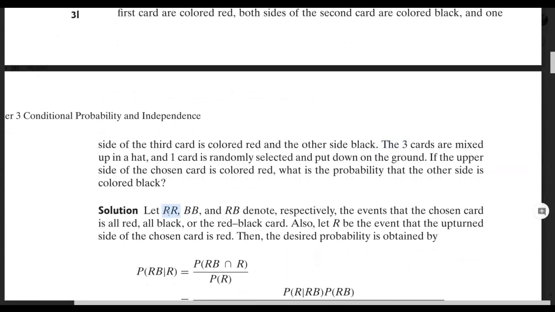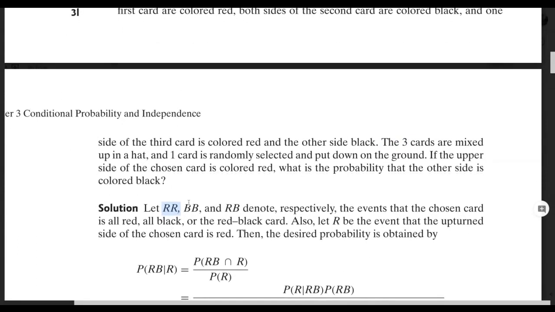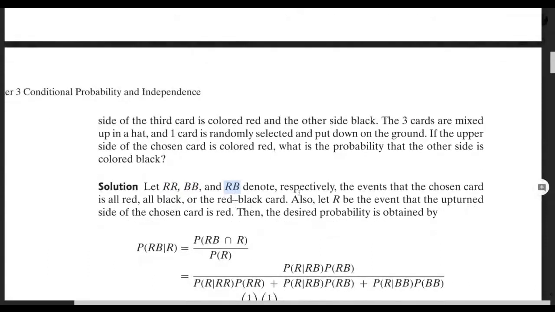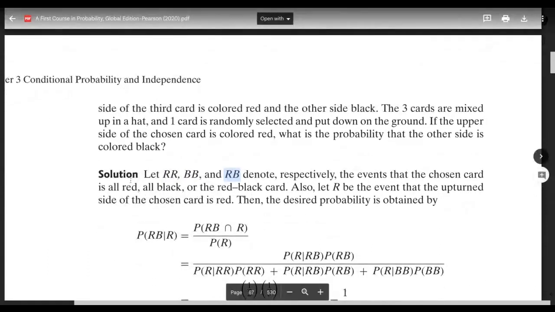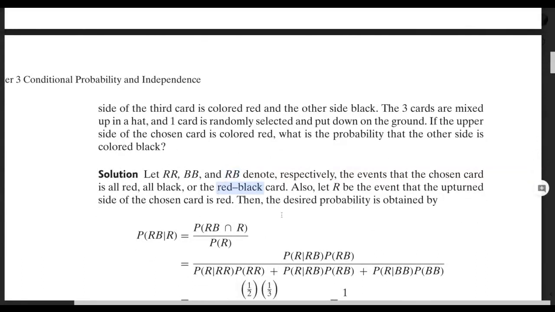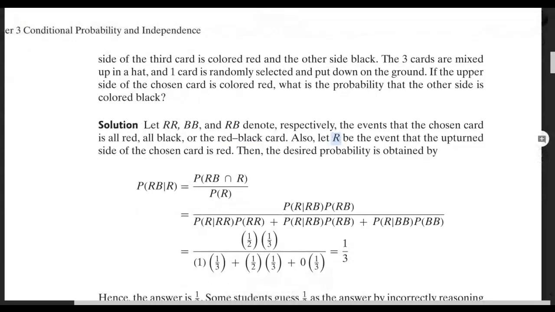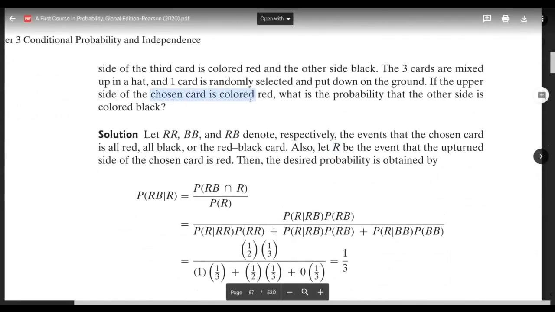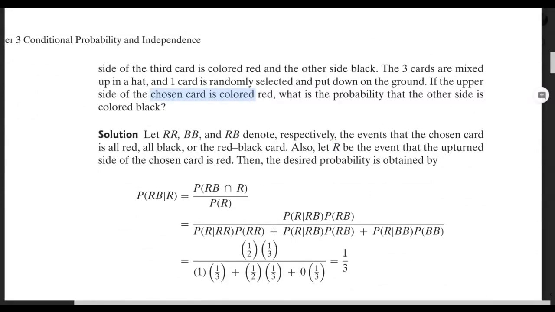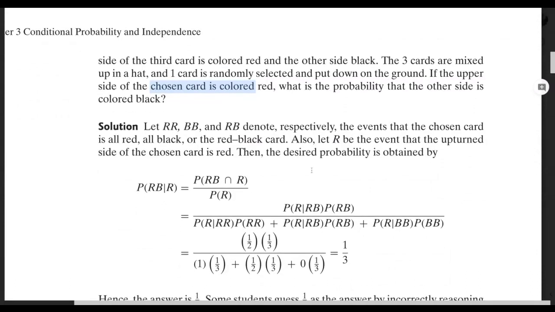So we denote like this. RR represents the first one, BB represents the second one, and RB denotes the third one, respectively, the events that the chosen card is all red, all black, or the red and black card, right? Also, letter R represents the event that the upturned side of the chosen card is red. So this R has already happened, because this is a condition. The upper side of the chosen card is colored red. So that's our R.